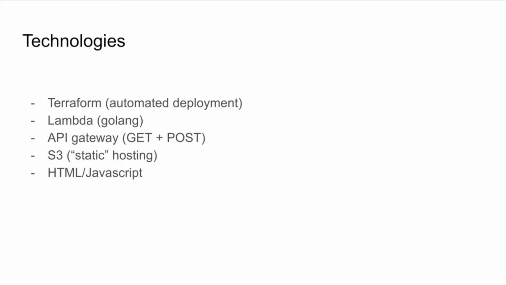And then of course we're going to have to create our Lambda to handle the POST and GET requests from our HTML JavaScript. And we're going to implement that in GoLang. We're going to set the API Gateway to process a GET and POST request and pass that information into your Lambda. The static hosting, not very static because we're going to have JavaScript in there, will be in S3, and this is where your HTML and JavaScript will live. And of course we're going to use the HTML JavaScript to do the front end for the user.